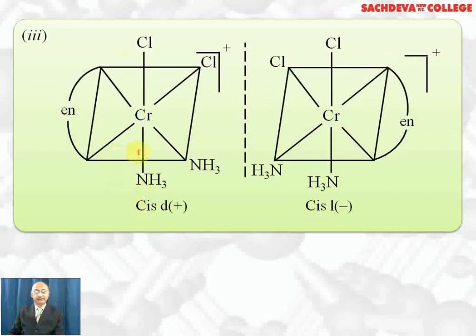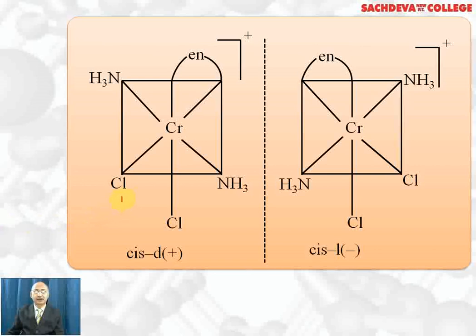Next we have, this is the cis form, so its mirror image is this. This is dextrorotatory and this is levorotatory, D plus and L minus. They are mirror images, non-superimposable. This is the cis isomer of chromium linked with 2 ammonia, 2 chloride ions and 1 en. So this is dextrorotatory, its mirror image will be levorotatory, and these are optical isomers of the cis isomer.